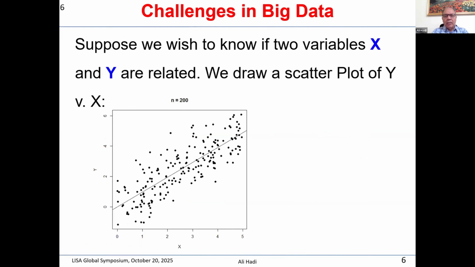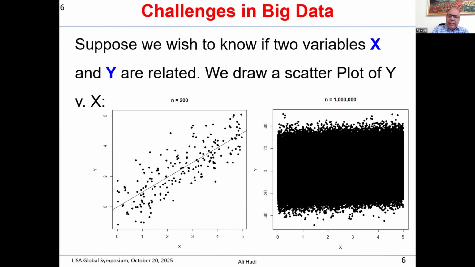For example, if we have just two variables, X and Y, and we want to know if they're related, we do, of course, a scatter plot. You can see here that when we have N equal to 100 observations, you can clearly see that the data points show a positive trend, positively correlated variables. But if you have a larger data set, I wouldn't even call it big data, of 1 million observations, that's not big data at all.